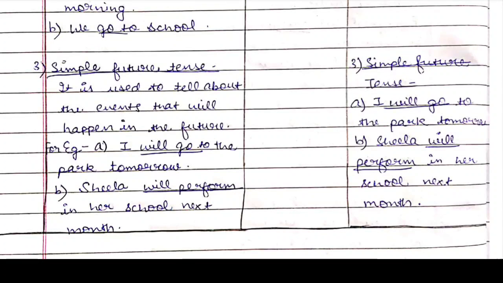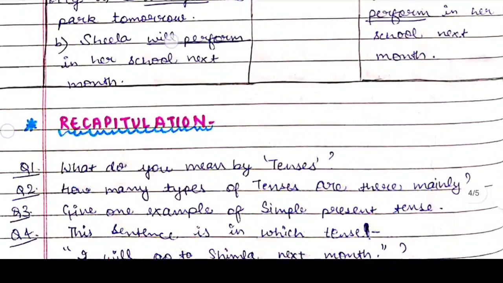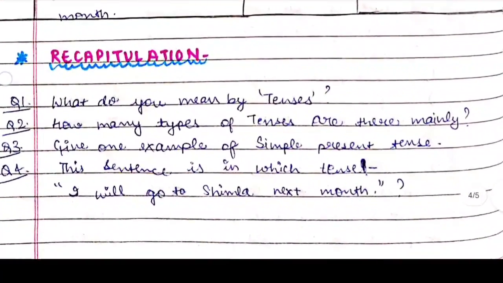Then next is simple future tense. It is used to tell about the events that will happen in the future. For example, I will go to the park tomorrow. The next one is Sheila will perform in her school next month. So this was the topic, and our lesson plan doesn't end here because teaching doesn't stop here.